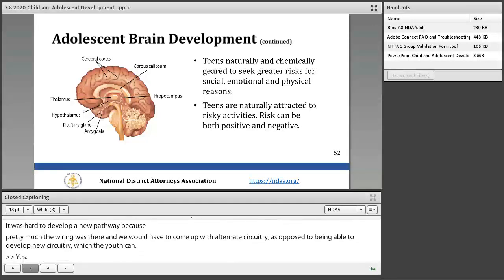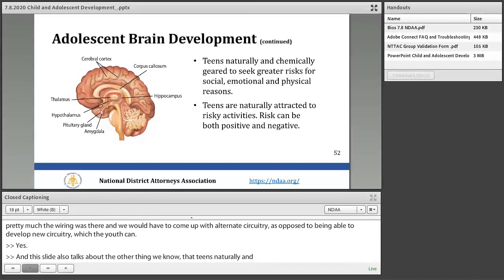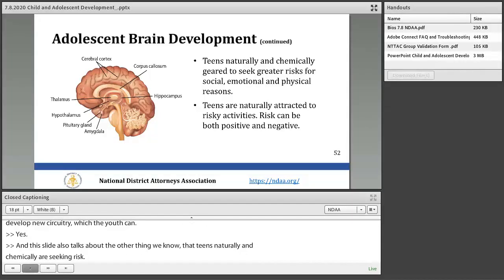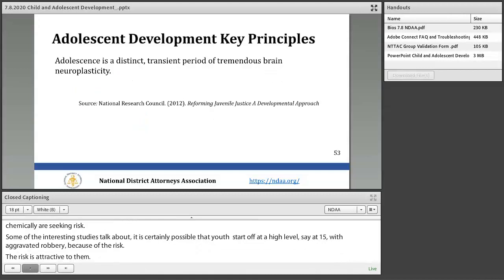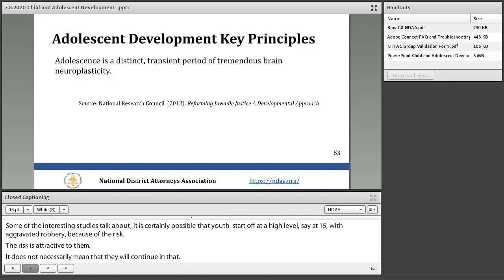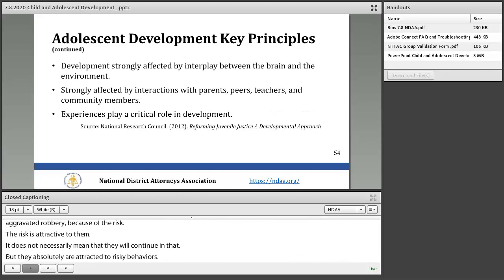This slide also talks about the other thing that we all know, that teens naturally and chemically are seeking risk. Some of the interesting studies talk about how it's certainly possible that youth start off at a high level, let's say at 15 with an aggravated robbery, because the risk is attractive to them. It doesn't necessarily mean that they will continue in that, but they absolutely are attracted to risky behaviors. And as we talked about, the neuroplasticity is what we are able to build on and develop.